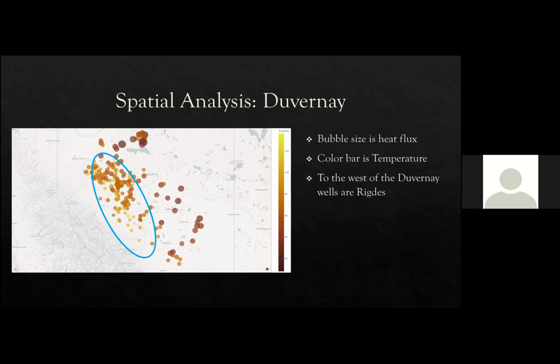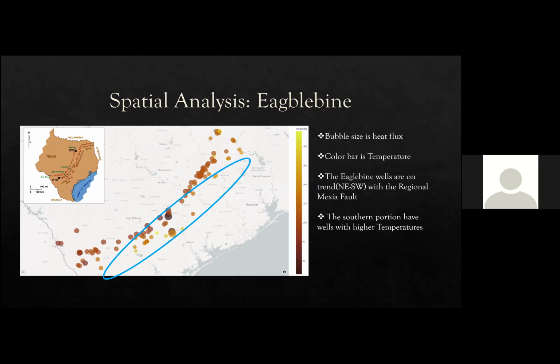Spatial analysis of Duvernay in Alberta revealed that the highest formation temperature was closer in proximity to the deformation front of the foothills, as seen on the map. While spatial analysis of the Eaglebine in Texas revealed that the highest formation temperatures were closer to the Mexia-Talco fault line, as shown in the map.